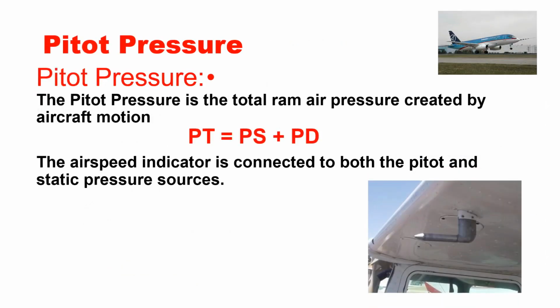Pitot pressure. The pitot pressure is the total ram air pressure created by aircraft motion. Pitot pressure equals static pressure plus dynamic pressure. The airspeed indicator is connected to both the pitot and static pressure sources.